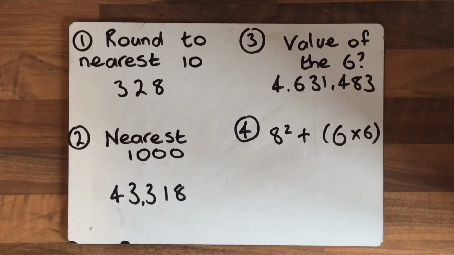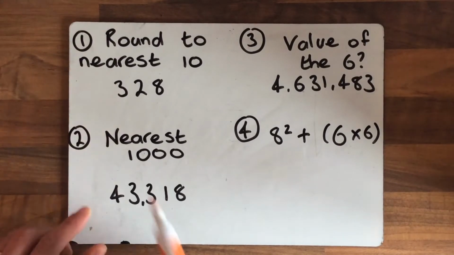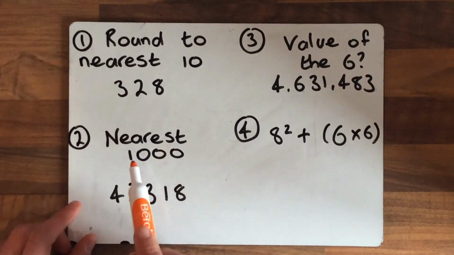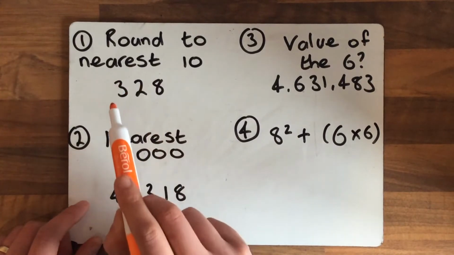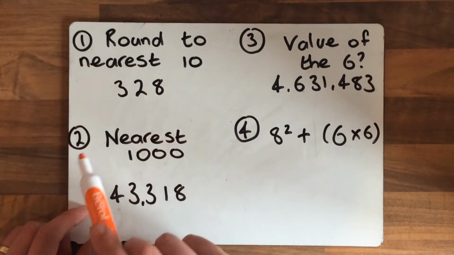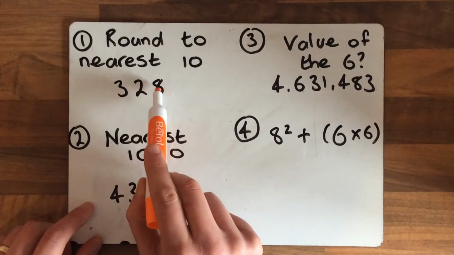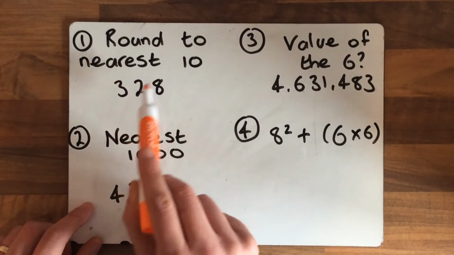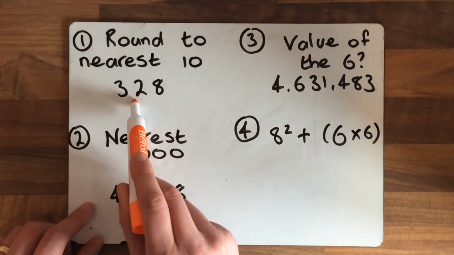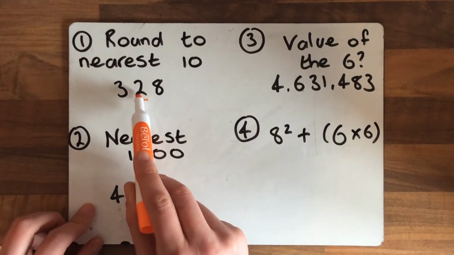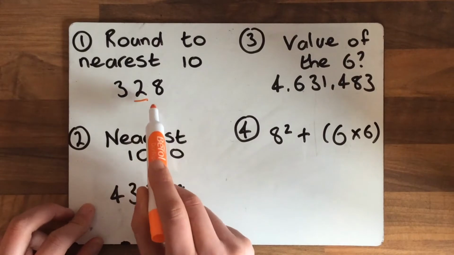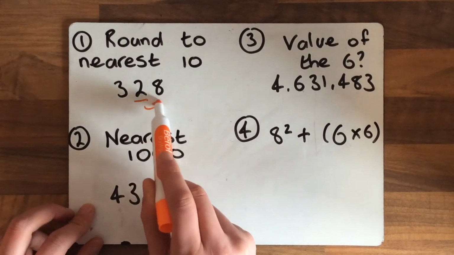Okay, so we're looking at some place value first of all for the first 3 questions. So number 1 says round this number to the nearest 10, 328. Now remember, when we're rounding, we're looking at which column each of the numbers are in. It's in the ones column, the tens column, the hundreds column. So rounding to the nearest 10, and this 2 is the one that is in the tens column.